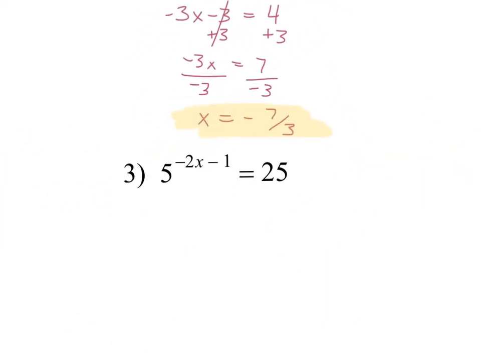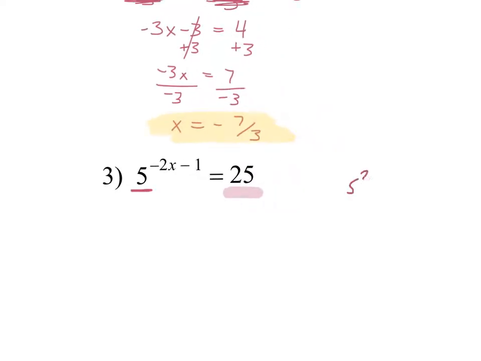Alright, number 3. So we want to get this 25 to look like 5. And we know that 5 squared is 25. So we can just replace the 25 with 5 squared. So our left side stays the same. And we change the 25 to 5 squared.